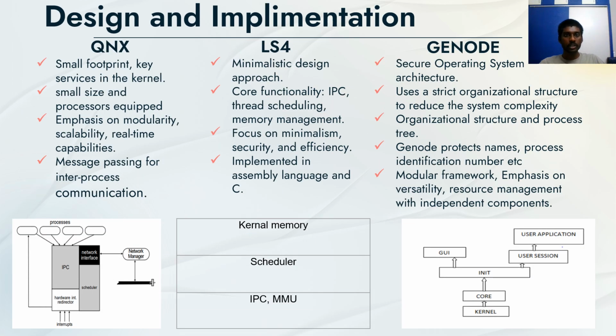Now let's explore the design and implementation aspects of operating systems. QNX, known for its small footprint, is designed with modularity, scalability, and real-time capability in mind. Its microkernel implements four key services: inter-process communication, low-level network communication, process scheduling, and interrupt dispatching. With its small size, QNX achieves excellent performance and can comfortably fit within an on-chip CPU cache of 8K.